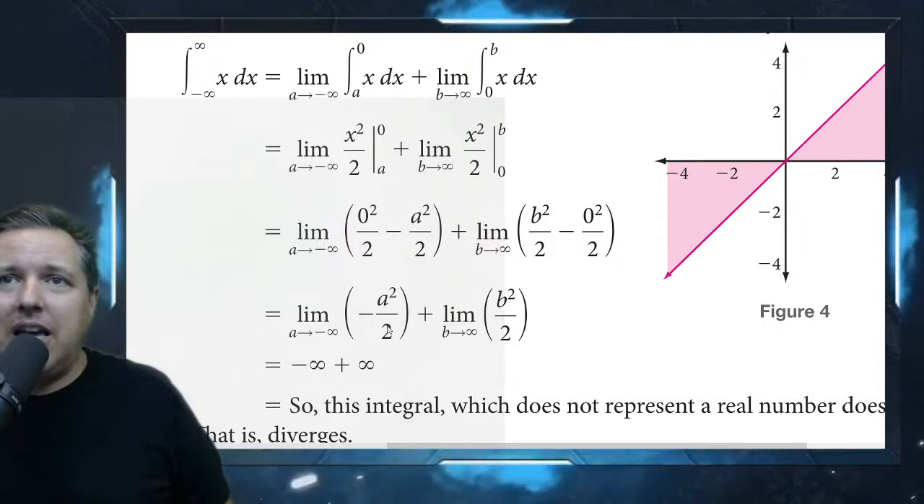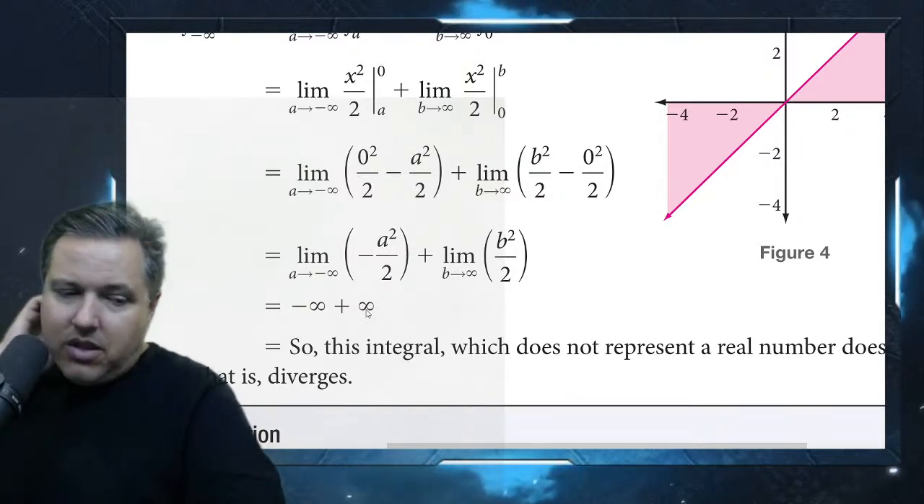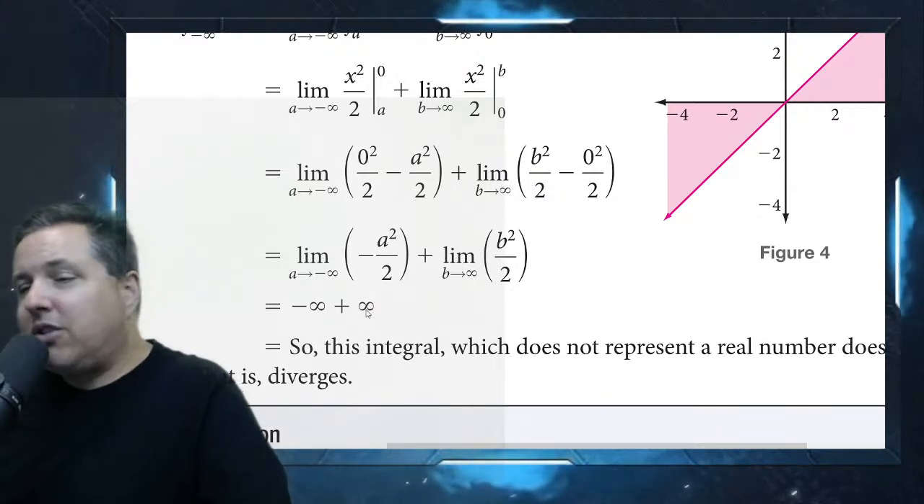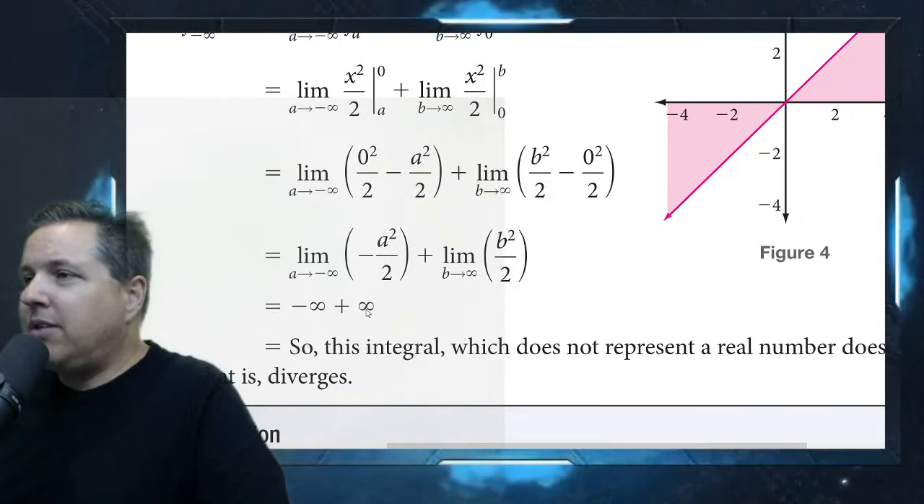This whole thing goes to negative infinity. And when we send this to positive infinity, this whole thing goes to infinity. So we end up with negative infinity plus infinity. Now, you can't do that, okay? It's what's called an indeterminate form. And the problem with indeterminate forms is, you know, they don't work.